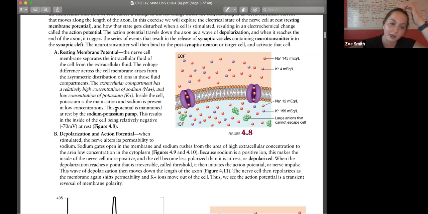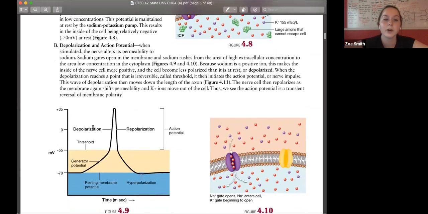This potential is maintained at rest by the sodium-potassium pump, and this results in the inside of the cell being relatively negative. The inside of the cell is relatively negative at -70 mV, which stands for millivolts, at rest. So then, depolarization and action potential. You can see in this photo, again, we're at -70 mV at rest.